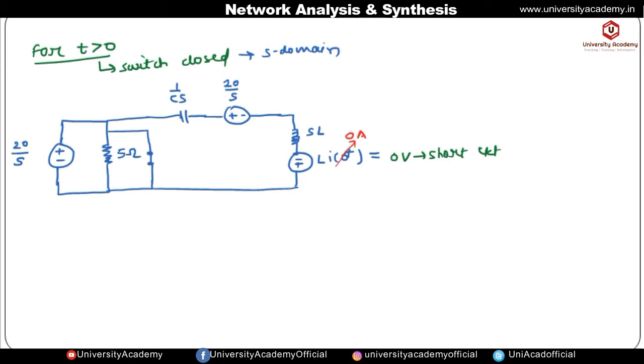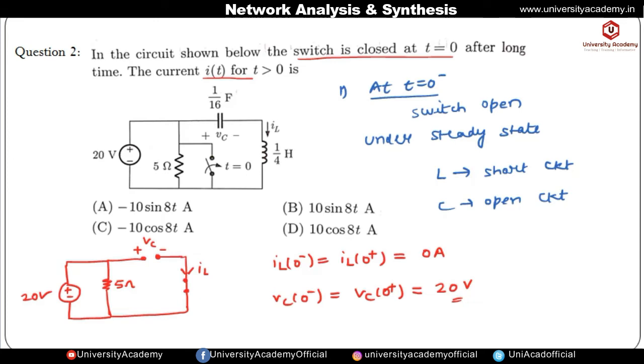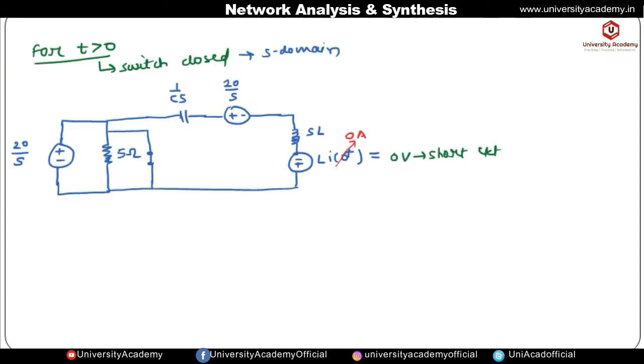Okay, so now let us put the values of C and L. Okay, the value of capacitance is 1 by 16 and the value of L is 1 by 4. So let us substitute here. Okay, now this resistance is connected in parallel with this short, so it will become insignificant. It means no current will flow through this 5 ohm. Okay, so there will be no voltage drop. So let us draw the remaining circuit. So this voltage source will be equal to 20 by S. Okay, now this is connected in parallel with the short, because the 5 ohm resistance has become insignificant.